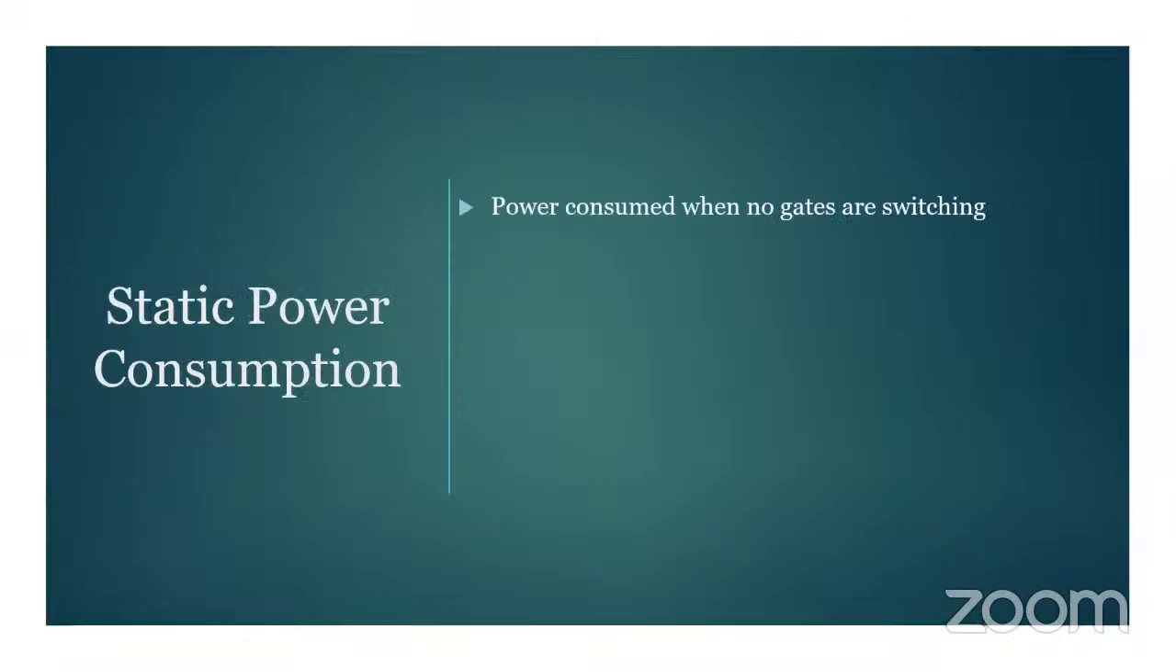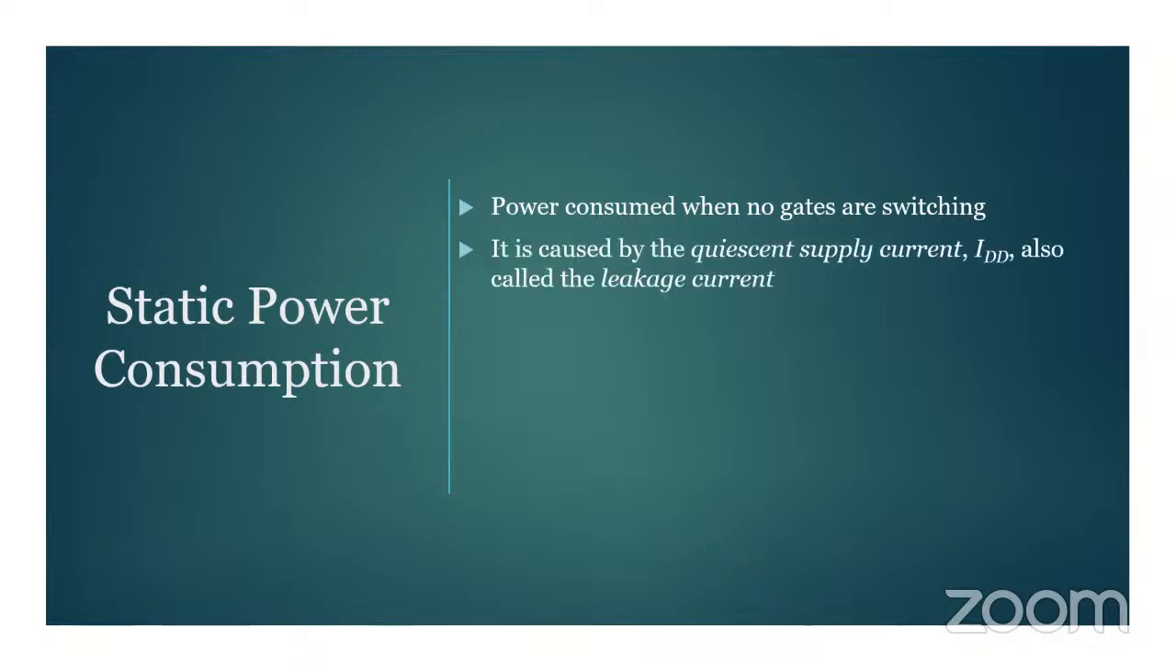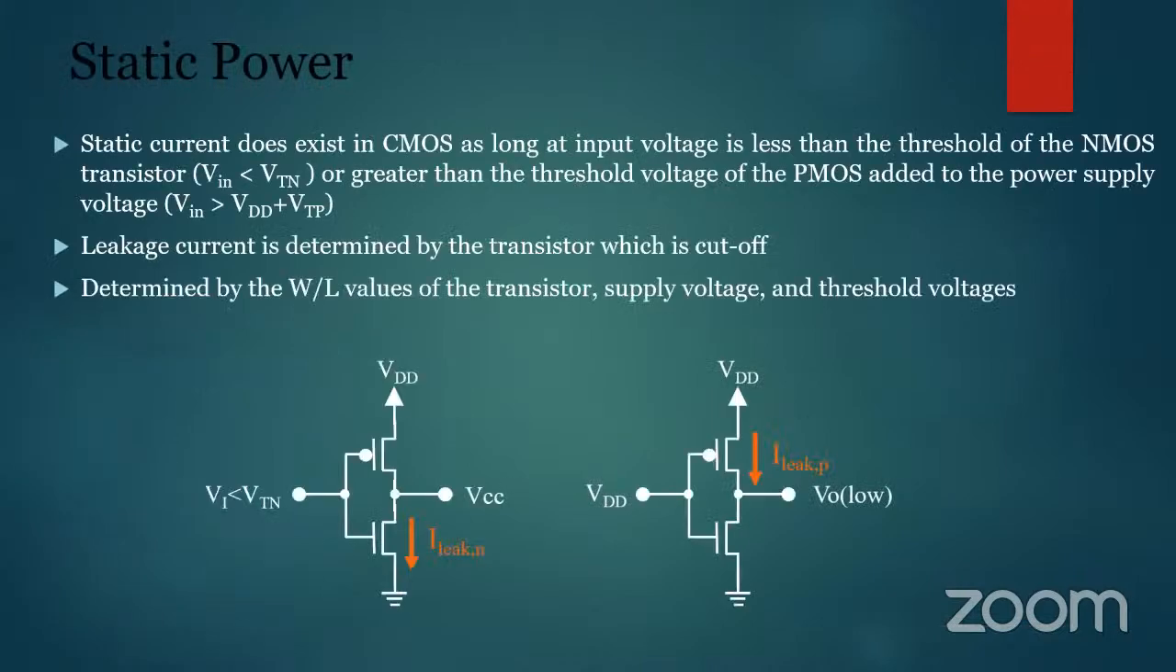Next is static power dissipation. I told you, it is the power dissipation when no gates are switching. It is caused by the quiescent supply current, that is the IDD, which is also called the leakage current. The total static power consumption can be designated as P static equals IDD into VDD. This static current does not exist in CMOS as long as the input voltage is less than the threshold of the NMOS transistor.